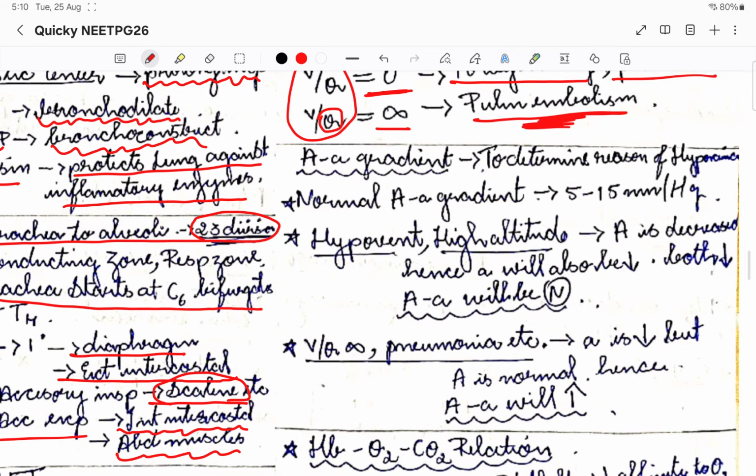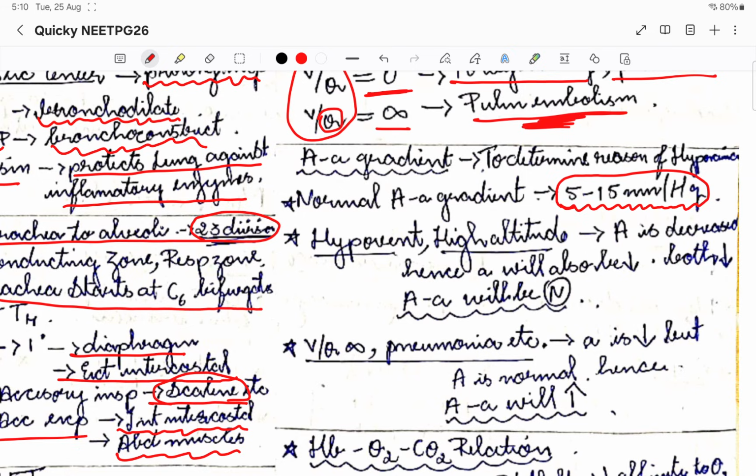To determine the type of hypoxemia that is going on, we take something known as the A by a gradient. Normally the A by a gradient will be 5 to 15 mmHg. This is the alveolar to arterial value, that is the A by a gradient. It is the pressure in the alveoli to the arterial zone.